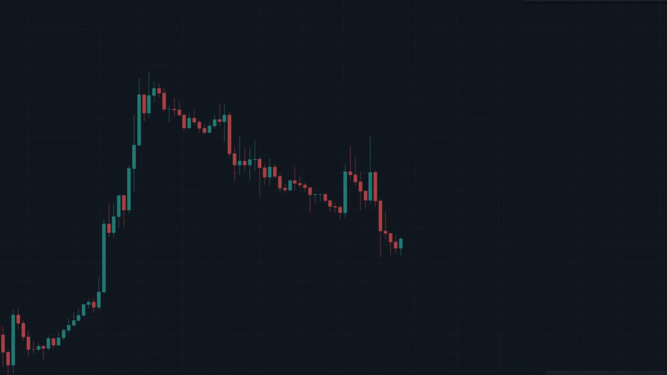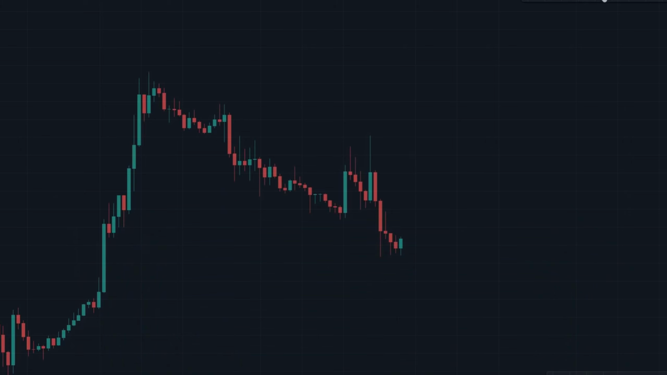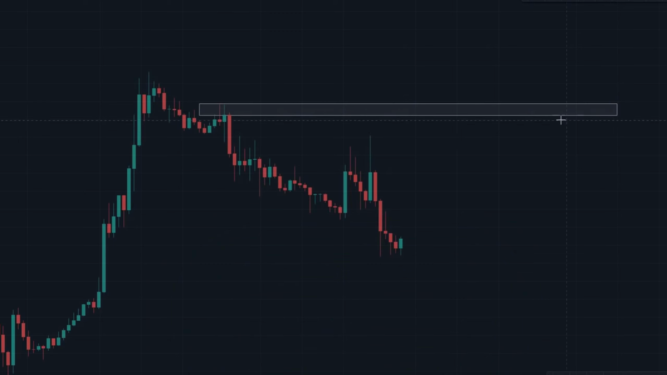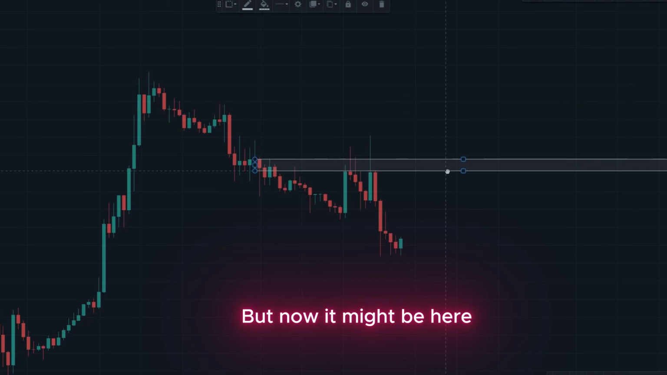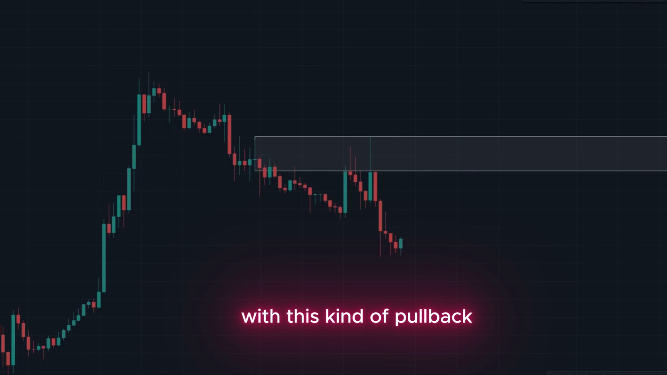Looking here, it's quite hard to identify the key level. Previously, it was here, but now it might be here. However, with this kind of pullback, it's not very convincing to me, so I'll move to a smaller time frame to observe more closely.